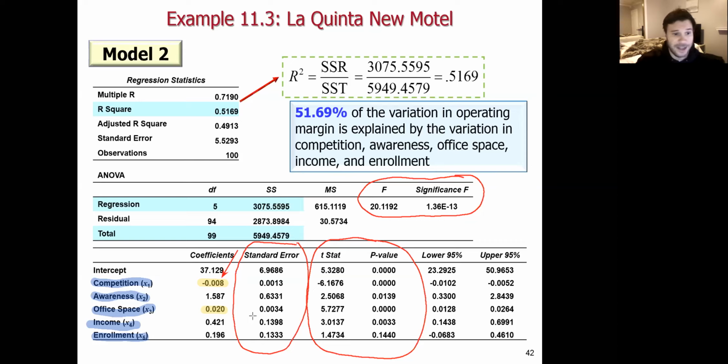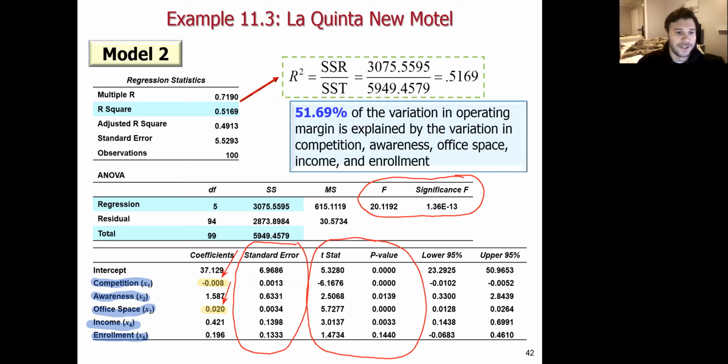Maybe competition actually does not affect the operating margin, and we can make the same argument potentially for office space here. So again, the question is now, if we have some B parameter that is really close to 0, how far away would it need to be in order for us to say that that variable is a significant component of our model? And again, the way we think about it in statistics, how far is far enough away from a hypothesized value? Well, we're going to run a two-tailed hypothesis test here.